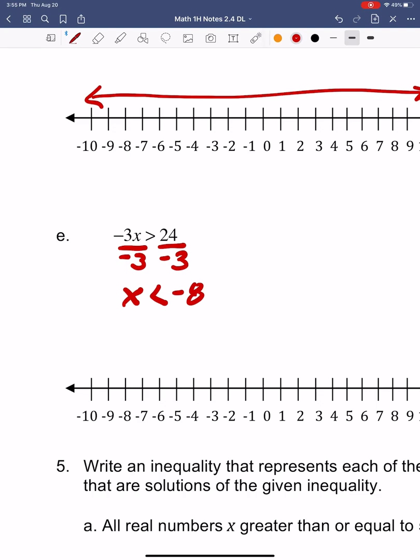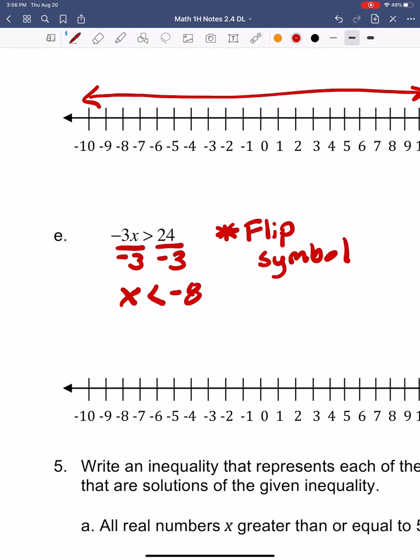So when we're dividing by a negative, flip the symbol. I'm going to make a little star here. So when we divide by that negative, or really when we multiply, which is like a version of division, we're going to flip the symbol. So x is less than negative 8. That's going to be an open circle, and we're going to the left, for the smaller numbers, the less than numbers.